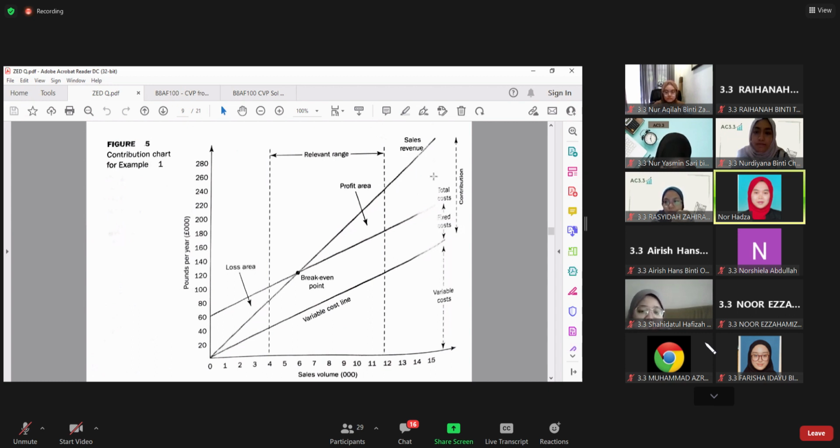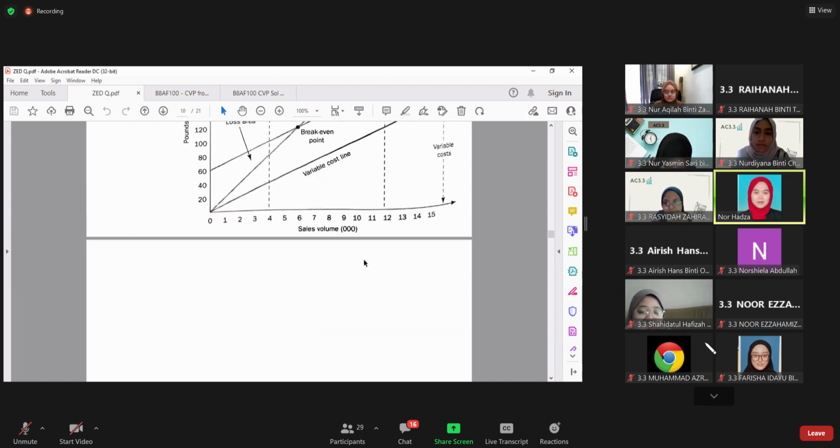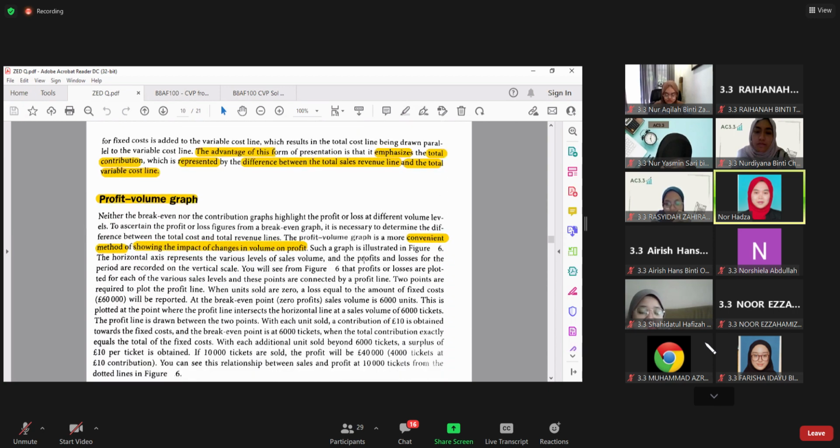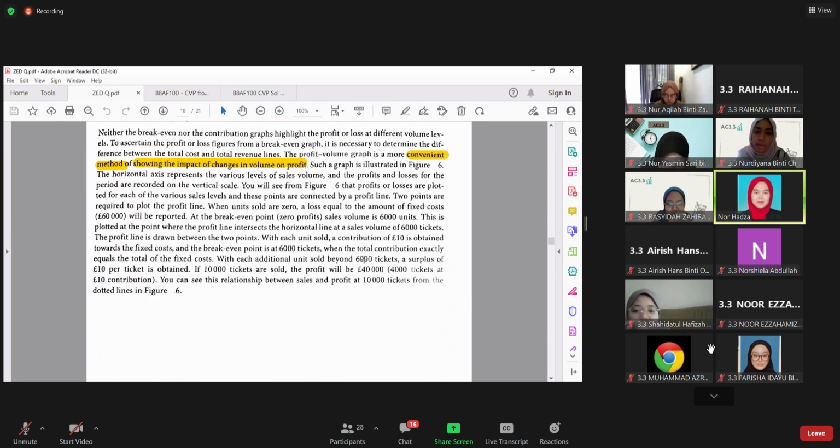All right, so next one. Another chart is the profit volume graph.